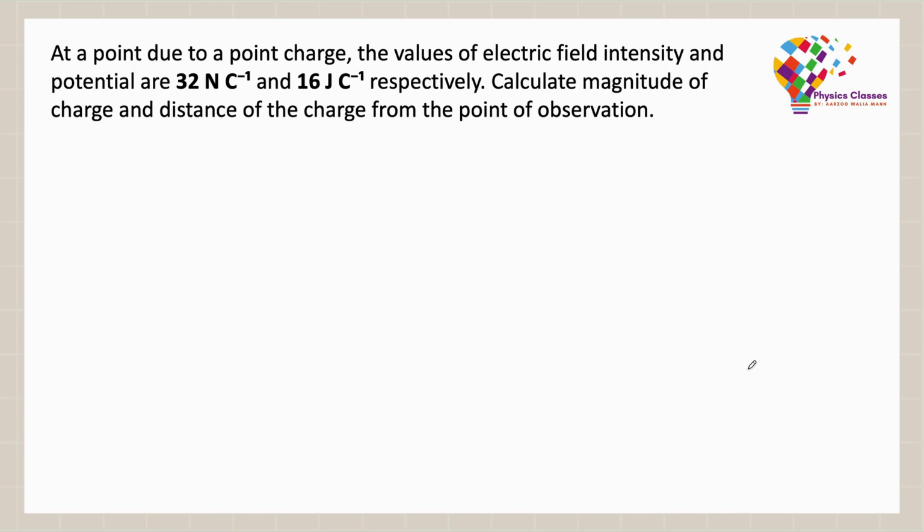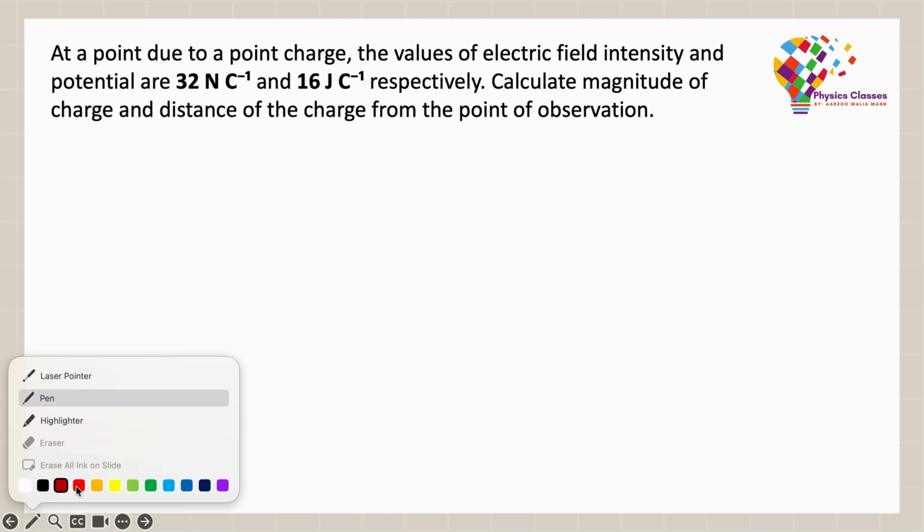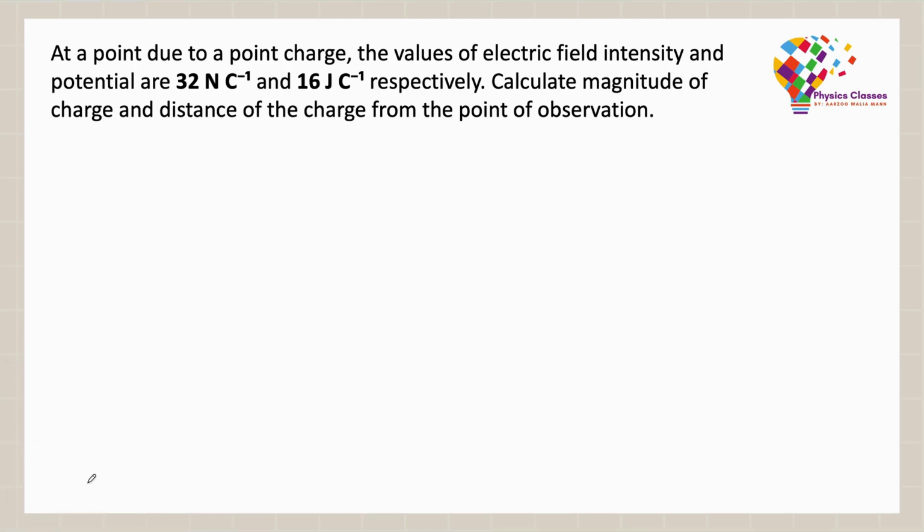Now, since we have understood everything about the electric potential, equipotential surfaces, and how to deal with these, let's start working on some questions. Let's look at the first question here. At a point, due to a point charge, the values of electric field intensity and potential are 32 Newton per coulomb and 16 Joule per coulomb respectively. Calculate the magnitude of charge and distance of the charge from the point of observation.